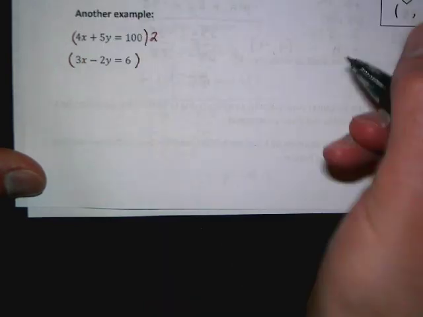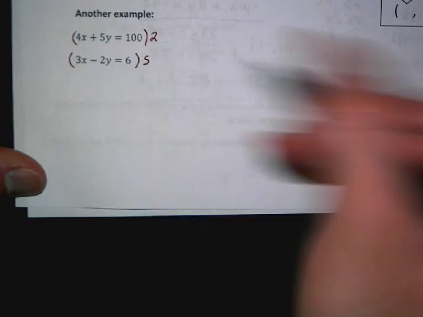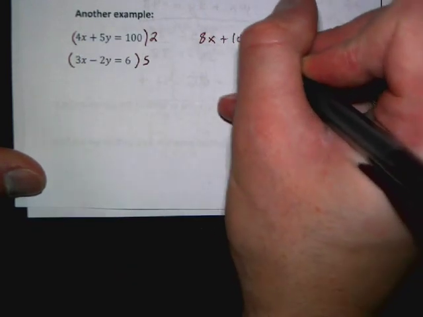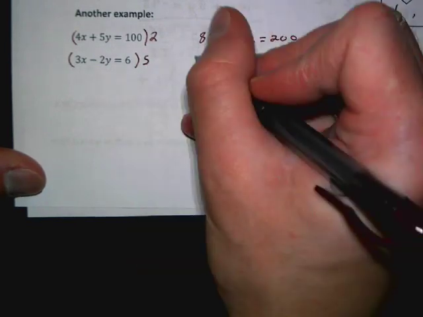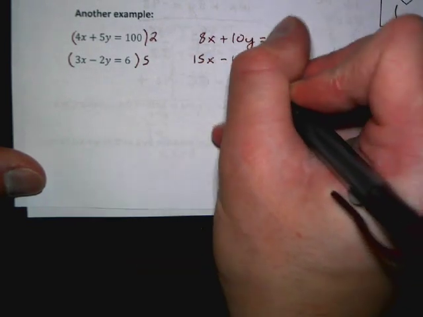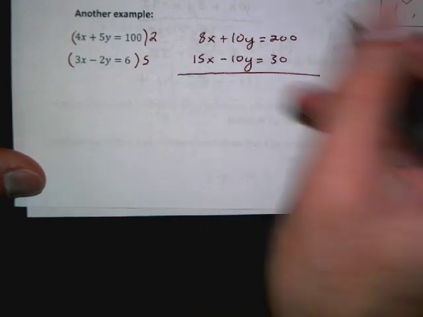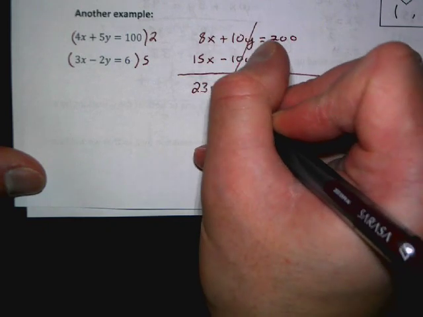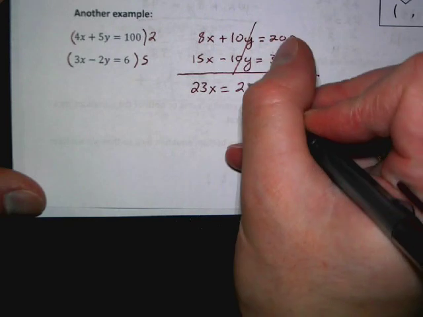Similar numbers to what we looked at last time. So 5 times 2 is 10. So I'm going to multiply this top one by 2 to make that positive 10y. I'm going to multiply this one by 5 to make that negative 10y. So that becomes 8x plus 10y equals 200 for the first equation. Second equation becomes 15x minus 10y equals 30. And now we have simple elimination. Our y's cancel.